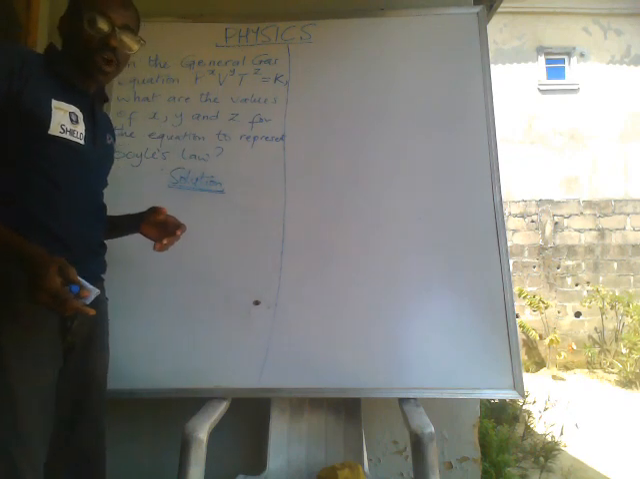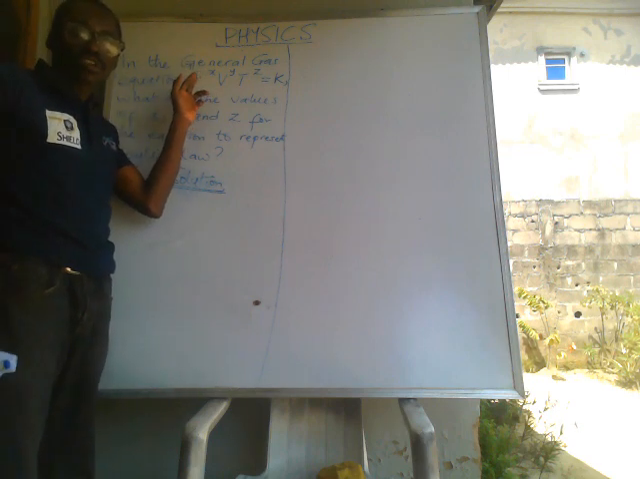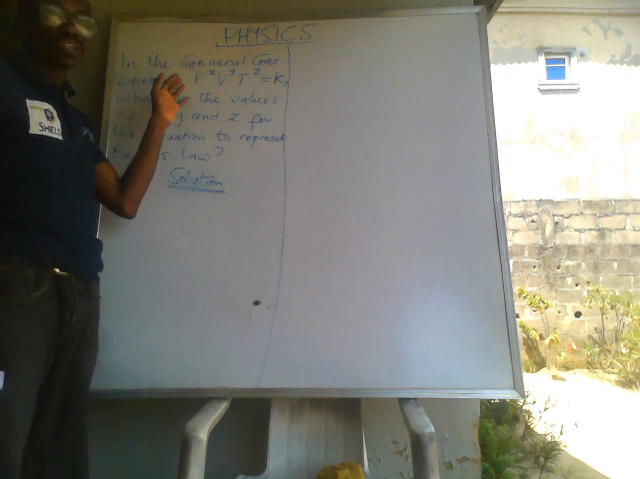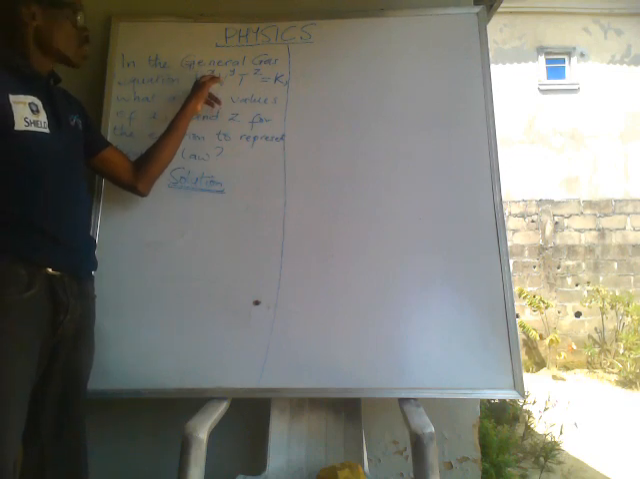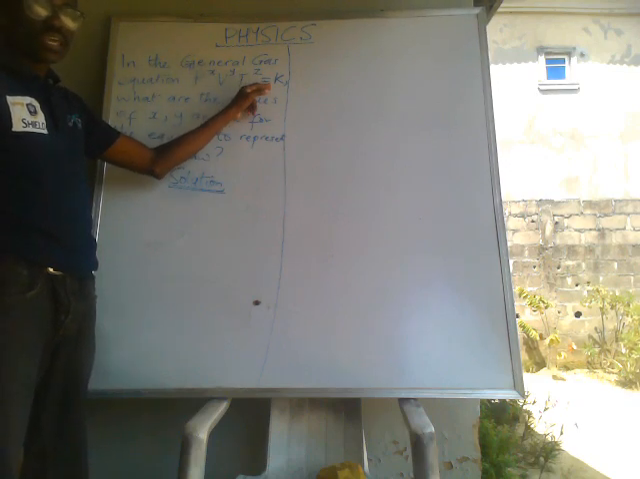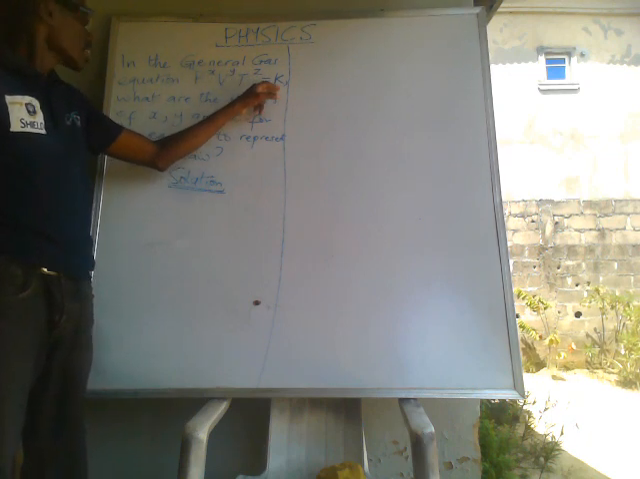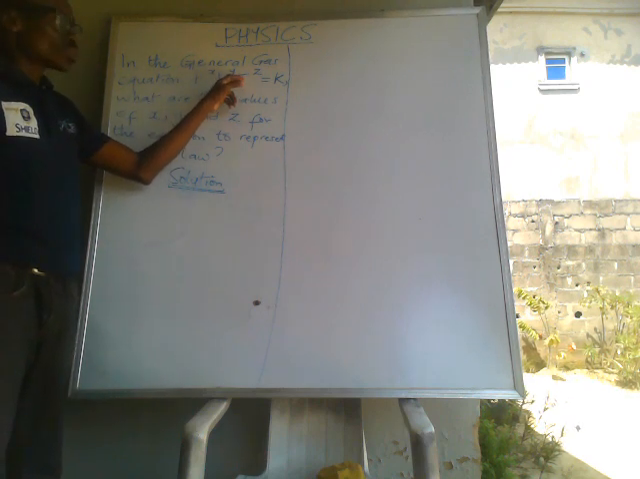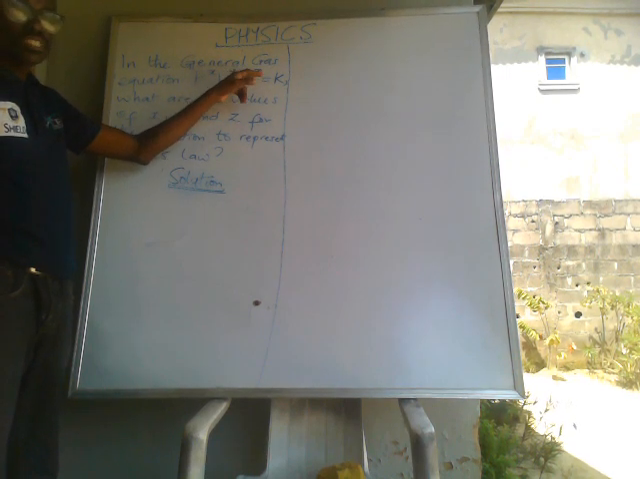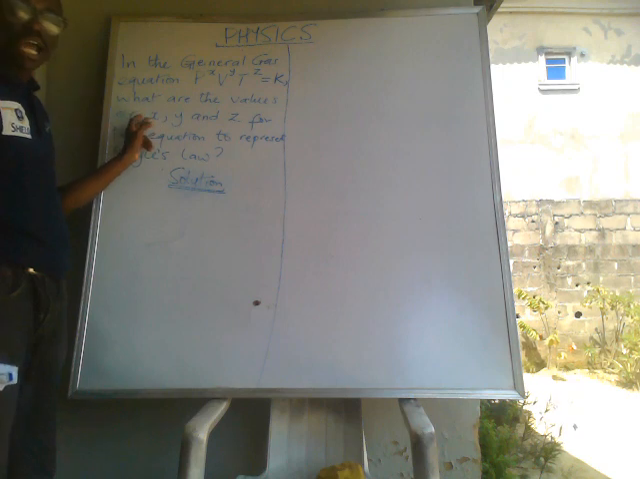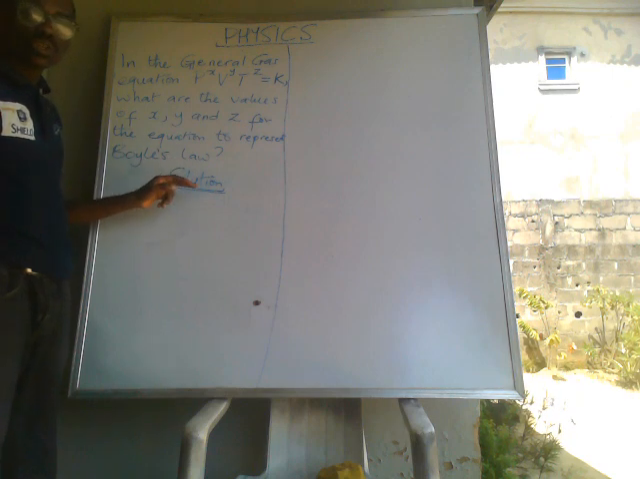So for our question in this physics problem, this is a question on dimensional analysis. In this question, we have that in the general gas equation, PVT equals K, P raised to power X, V raised to power Y, T raised to power Z is equal to K. Now, what are the values of X, Y, and Z for the equation to represent Boyle's law?